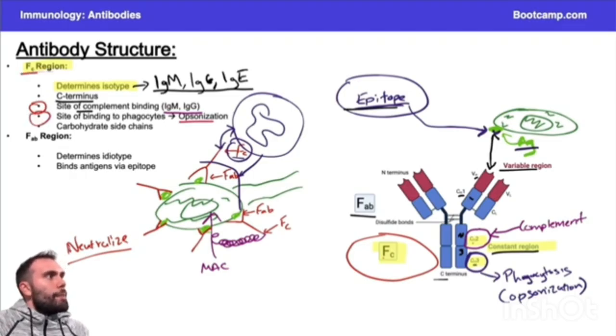So that's the tricky part. In the Fc region, we have a couple things going on. Complement activation and opsonization are going to happen at this heavy chain region. The variable region is what's binding the epitope.